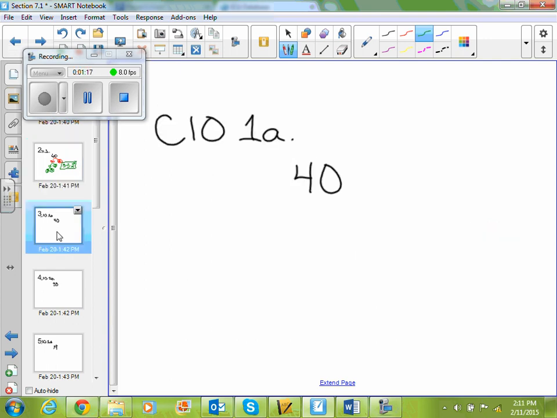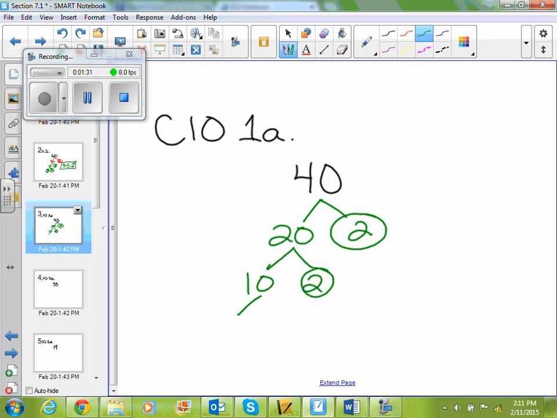So let's look at the number 40. What are two numbers I can multiply to get to 40? 20 and 2. Okay. We know that 2 is done when it's done. What about 20? 10 and 2. And 5 and 2. Alright, so the numbers I have are 5 and 2. How many 5's do I have? 1. How many 2's do I have? 3.